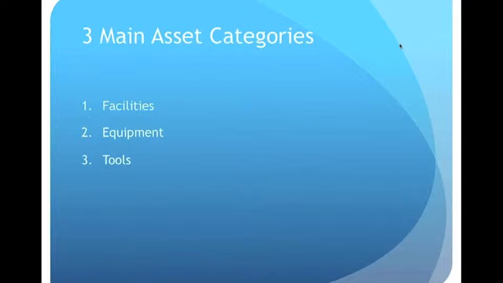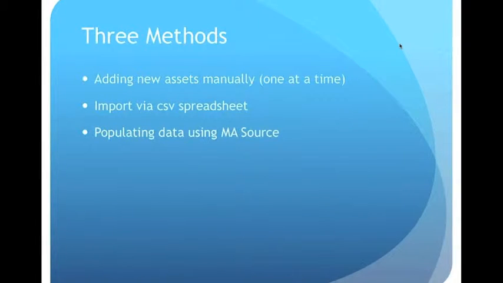Now, as far as creating new assets in the software, there are essentially three ways of doing it. So the first way, which is the easiest, is adding the new assets manually. Okay, so one at a time, filling in the details by hand. It probably takes the longest, but it's also the easiest to do. Okay, so we'll go through an example of that now.